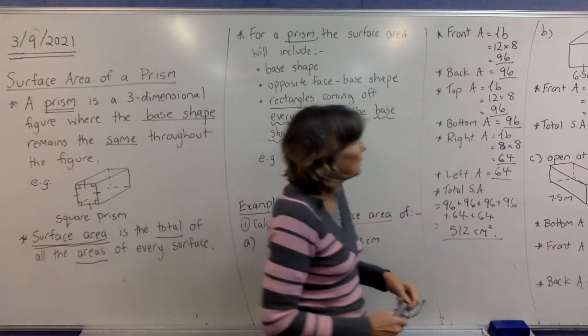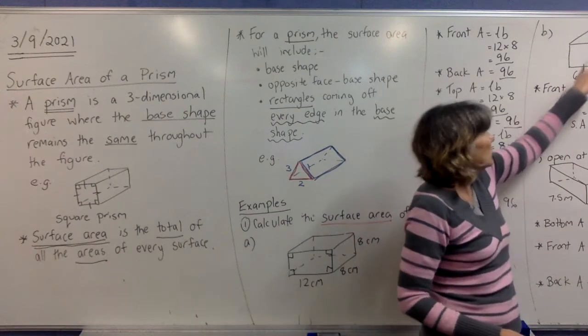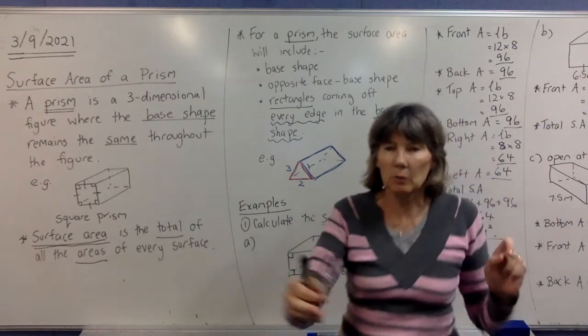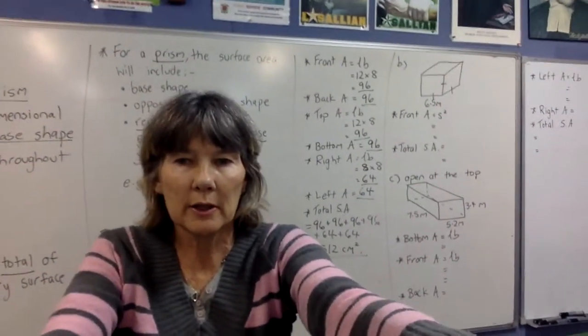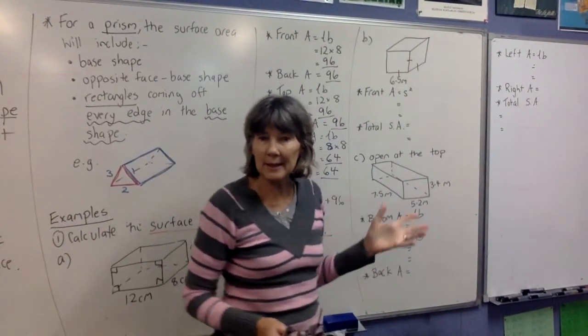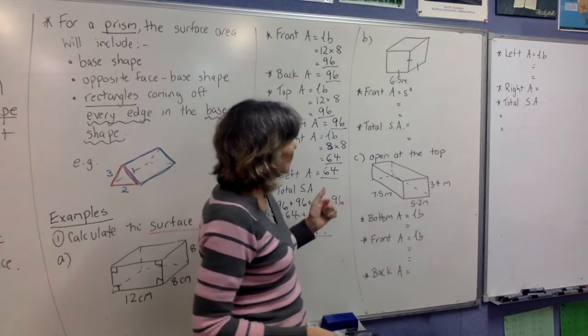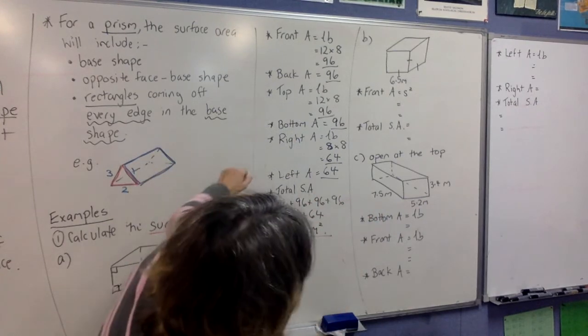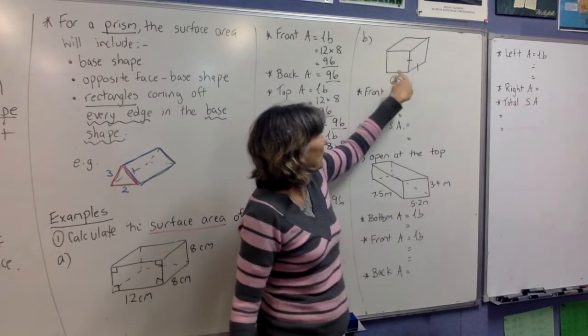All right, now the next one up here. They've told you these 3 sides here are equal. Sorry, I'll just move that around. So they've told you these 3 sides here are equal, which means it's a cube. All right, so I'm going to look at the front face of this cube, and it's a square.